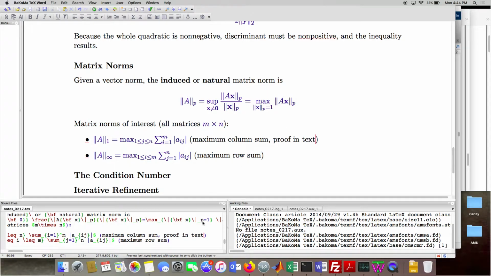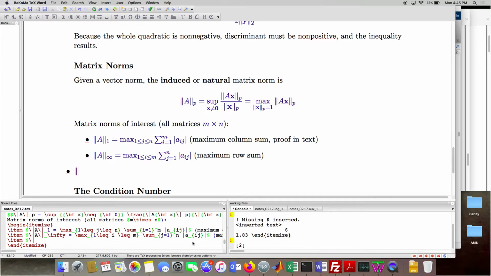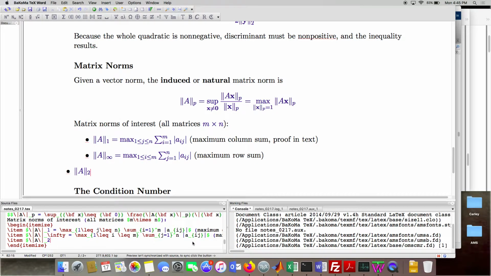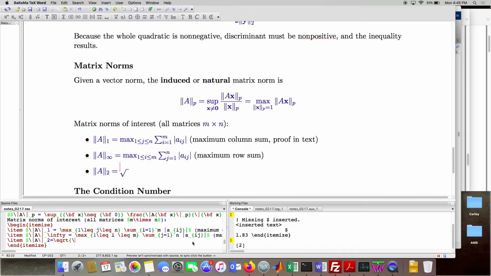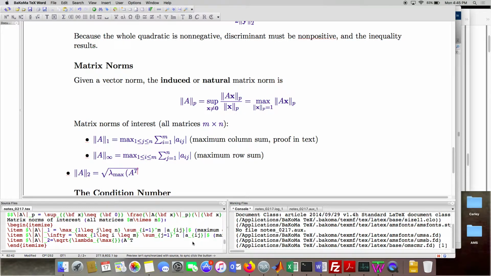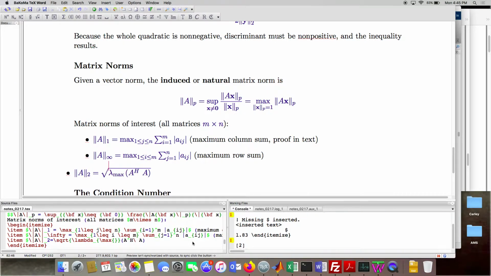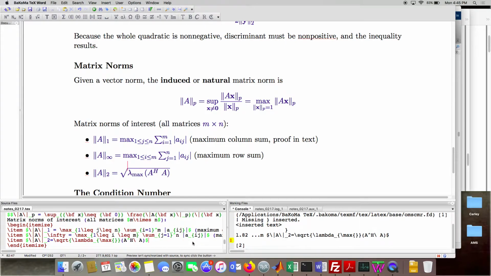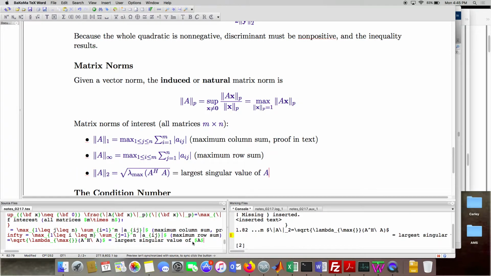Okay. Now, unfortunately, the 2 norm is not so straightforward. It is the square root of the largest eigenvalue of A Hermitian transpose A, which is also equal to the largest singular value of A. Unfortunately, I've not had a chance to cover singular values.